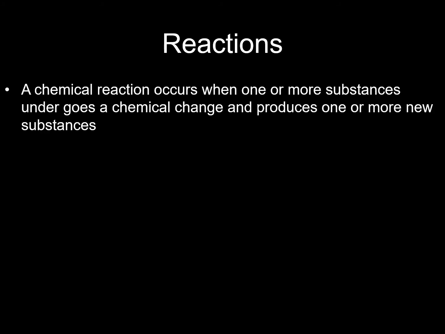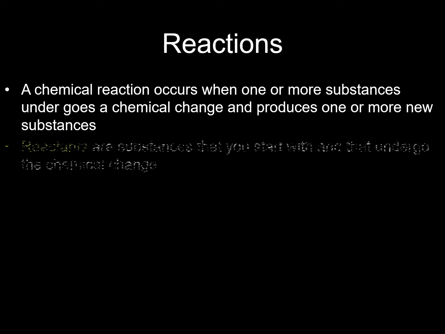So the first is that a chemical reaction is what happens when one or more substances undergoes a chemical change to produce one or more new substances. So what this means is that what I start with and what I end with will not be the same thing, but the same components will be on both sides.